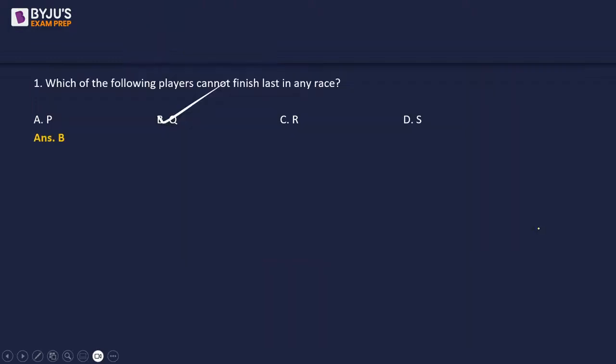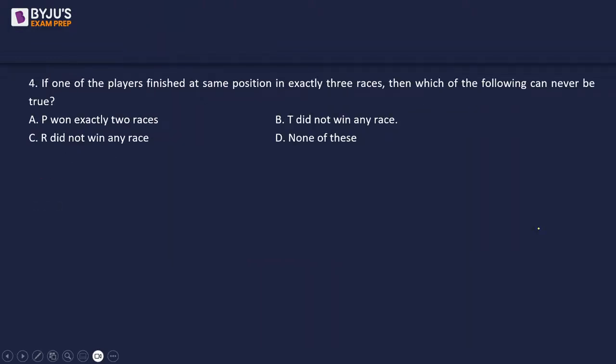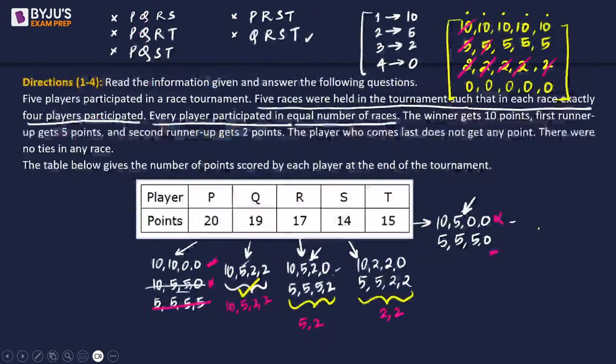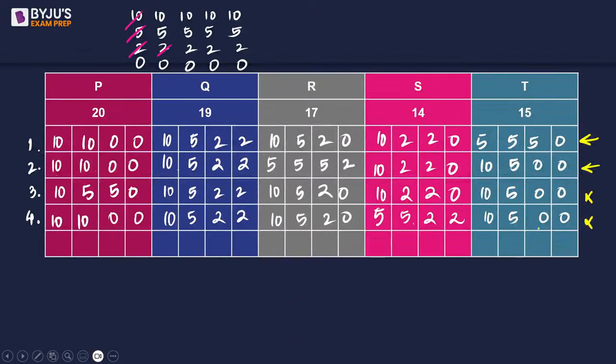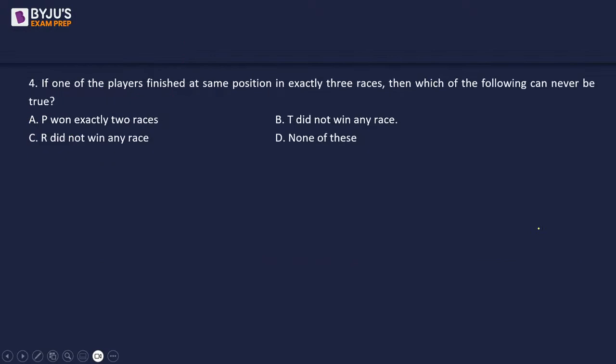In these two cases, now the question asked is, which of the following can never be true? Can never be true, you can change it to will always be false. Why always? Because in both the cases it should be false. So statement A says P won exactly 2 races. P won exactly 2 races. This is true. Right? This is true.